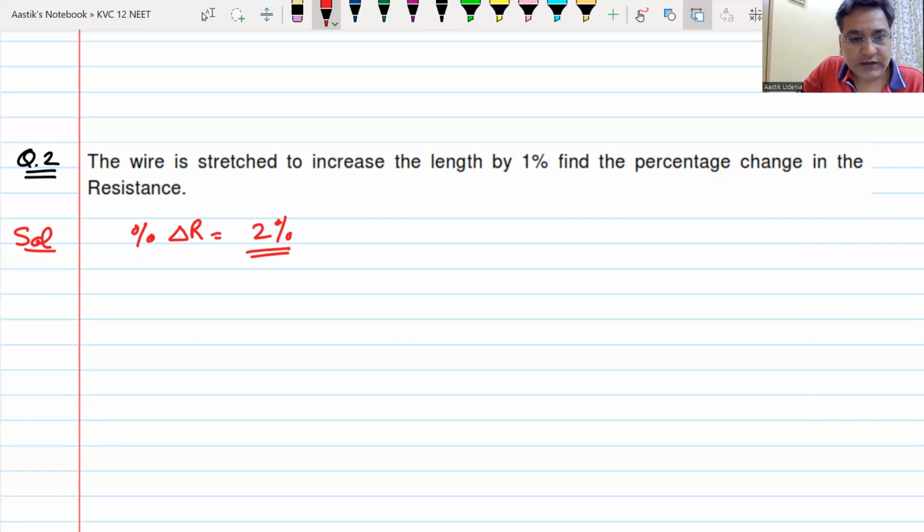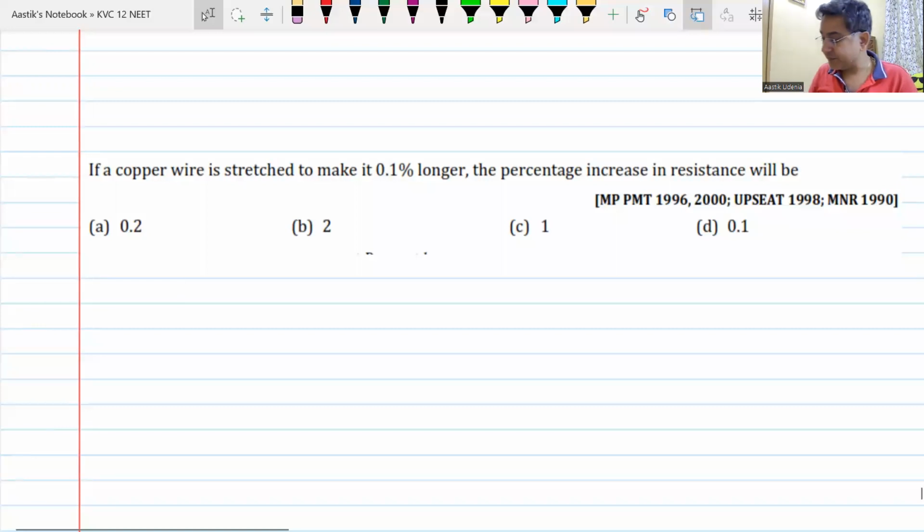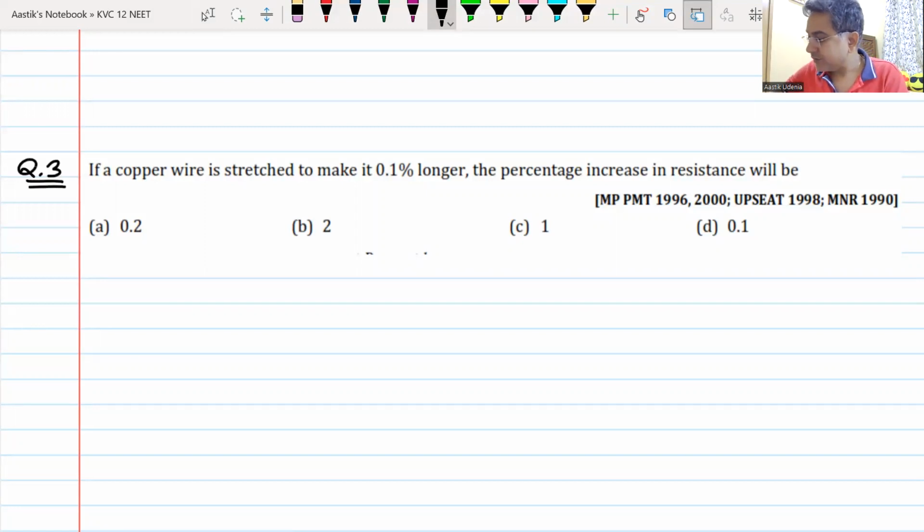Okay. Then comes the next question, and I hope that I can get the answer for this one as well. Again, this question has been repeated multiple times in different examinations. Question number 3. If a copper wire is stretched to make it 0.1% longer, what is the percentage increase in the resistance of the wire, my dear friends?